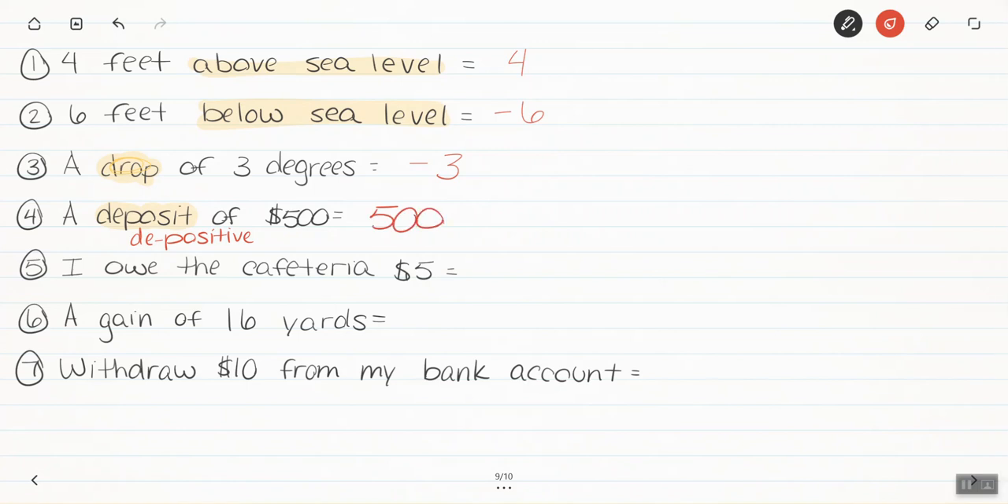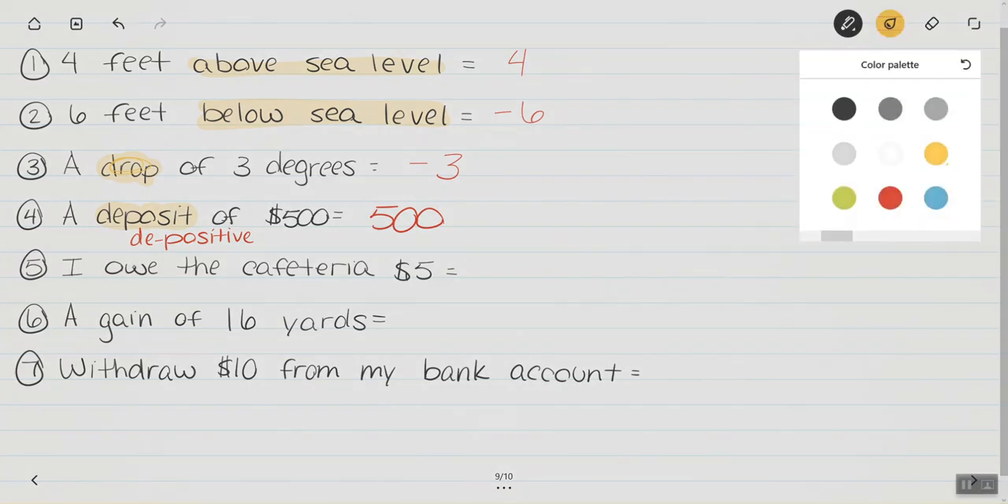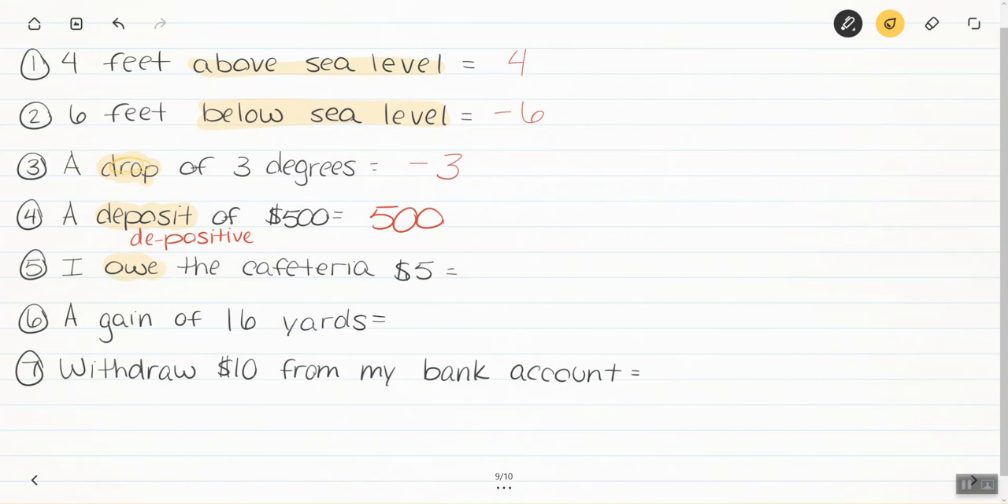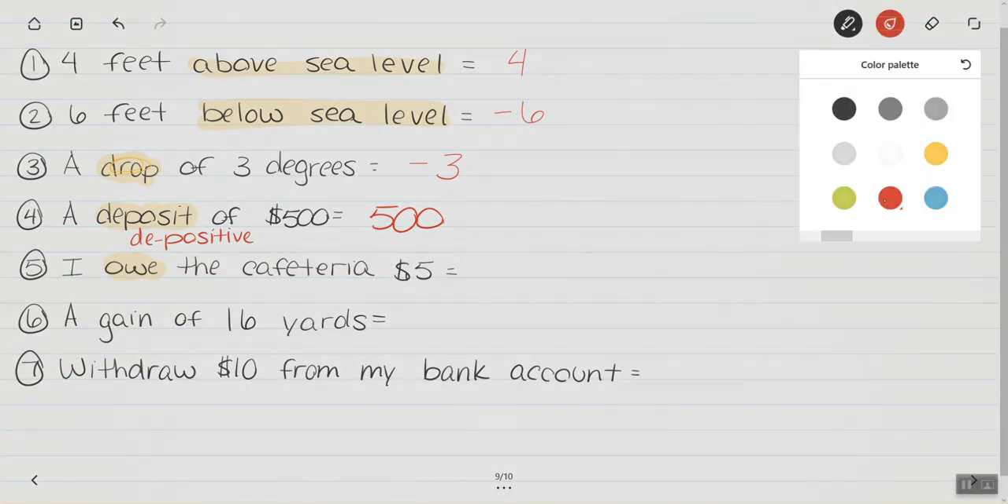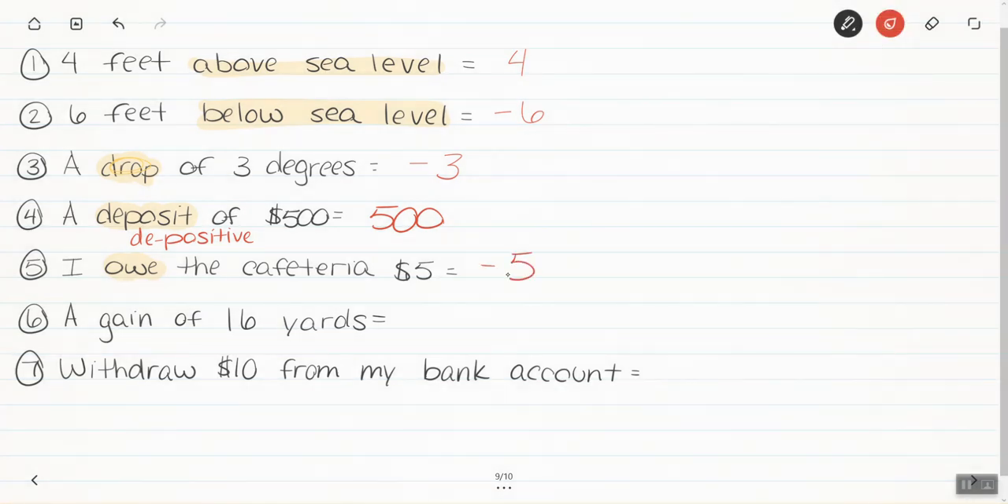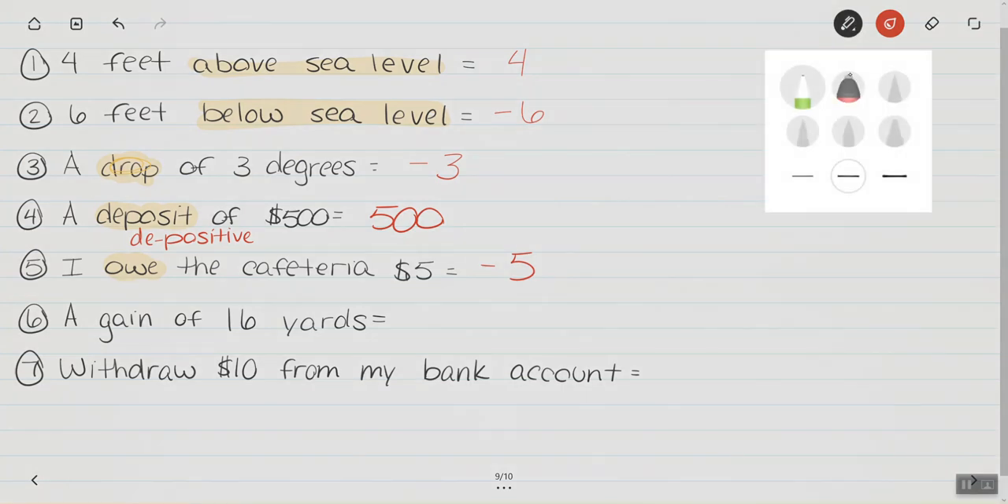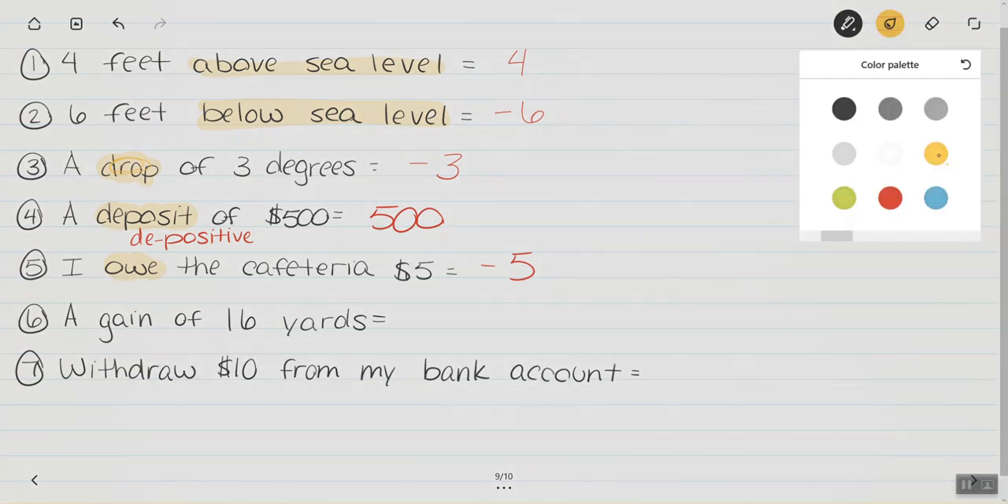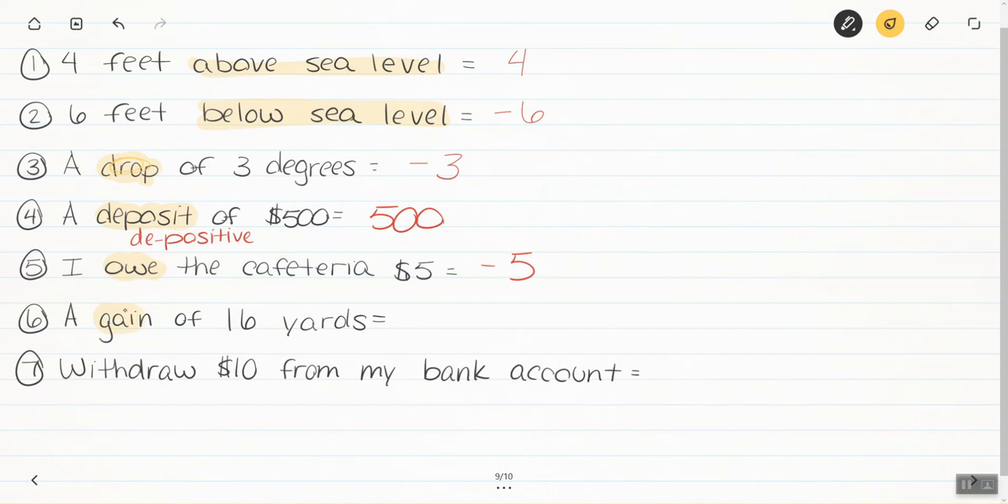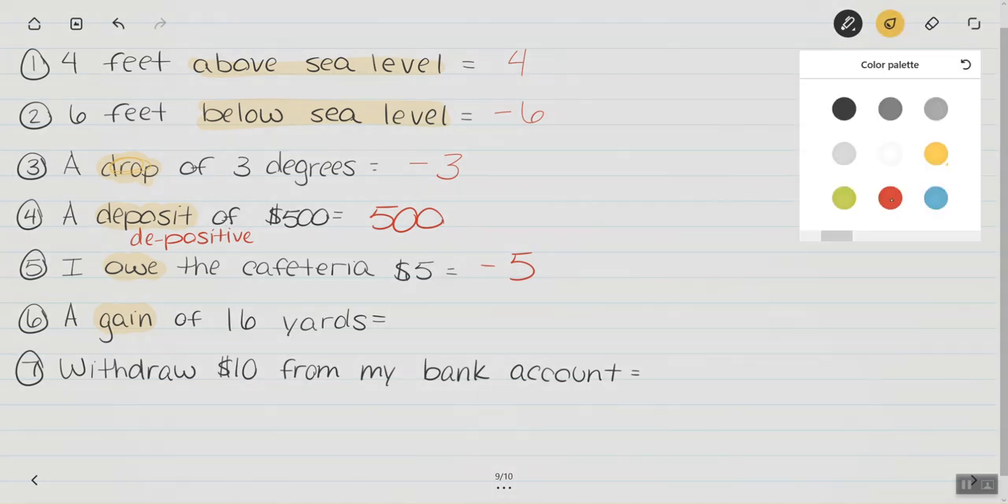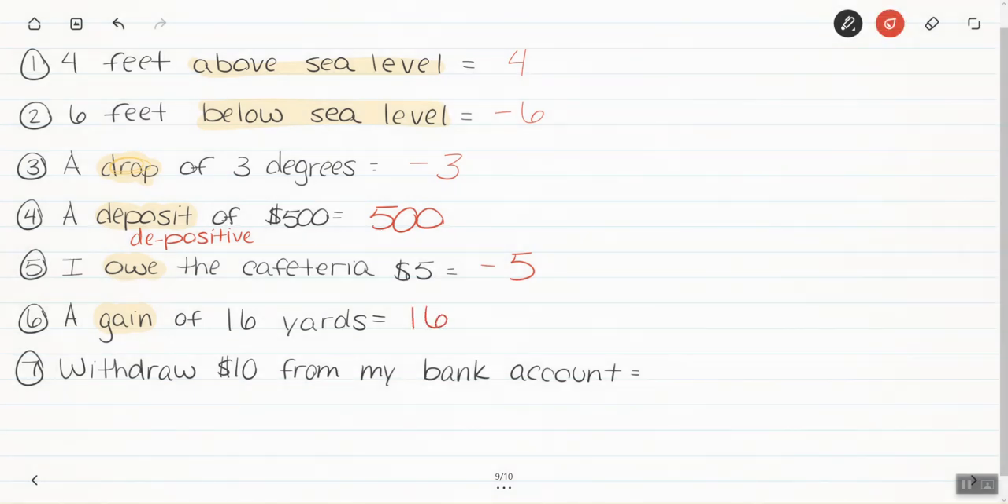Number 5, I owe the cafeteria. So your keyword there is owe. And if I owe somebody money, that means I have a negative number, so that's -5. The next one, the keyword there is gain, a gain of 16 yards. So that means I'm going up 16 yards, or I'm getting them back, so that's a positive 16.